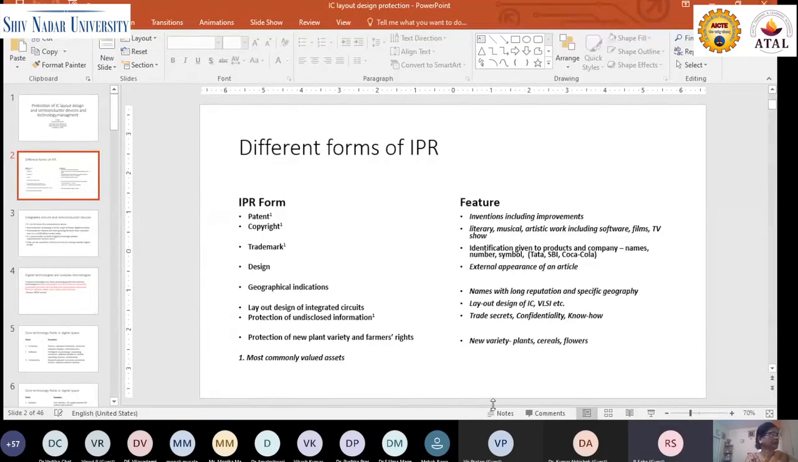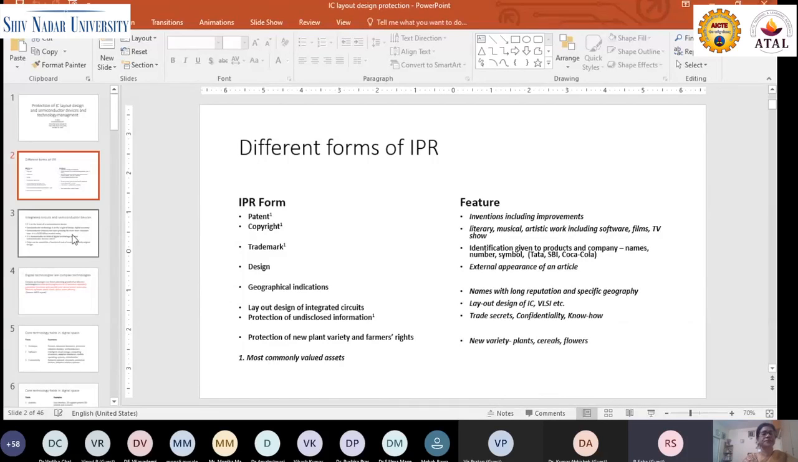And then we have the protection of new plant variety and farmers' rights, which is largely to protect agricultural inventions, dealing with new plant varieties, and we don't have time to explain those things. But these are the 7 or 8 different forms of intellectual property rights. Whenever we look at any technology, product or process, the best management approach would be to explore whether your technology or product can get protection in all these different forms or not.